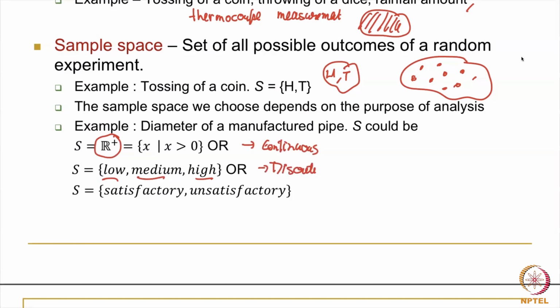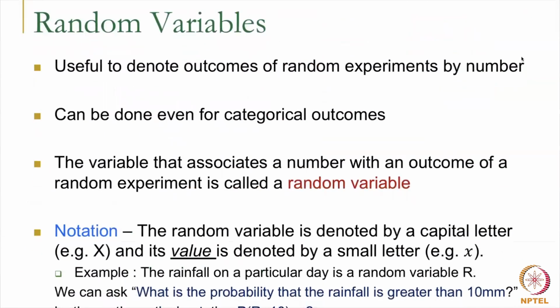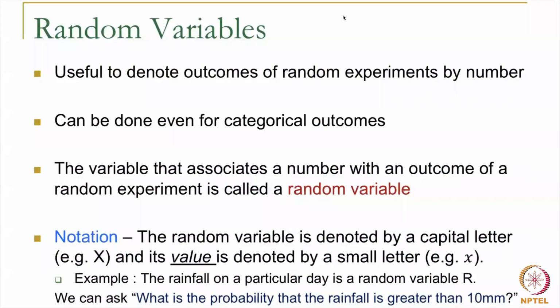Similarly, for temperature, you could say all positive values in case we are measuring the temperature in Kelvin, or we could say low temperature, medium temperature, high temperature, or too cool, or too hot, or satisfactory thermal conditions, or unsatisfactory thermal conditions in case you are doing some HVAC design. Now let's come to what constitutes the main thing in a sample space, and this is what we're interested in. These are random variables.